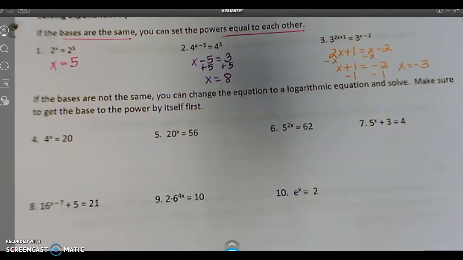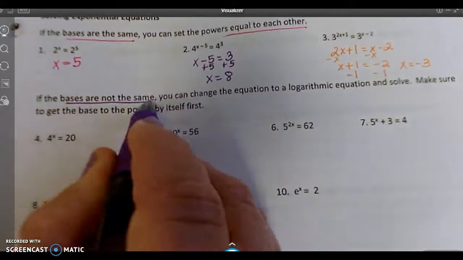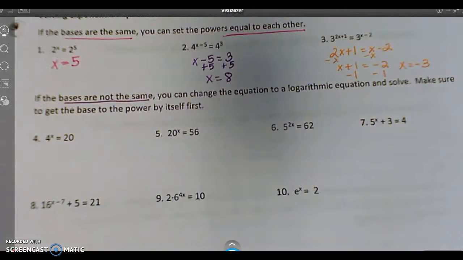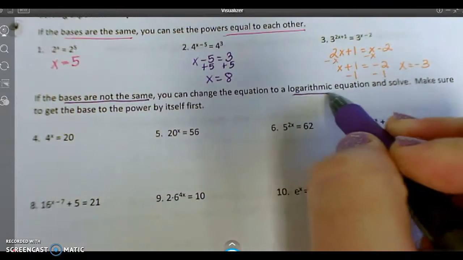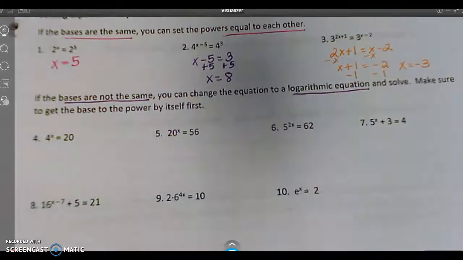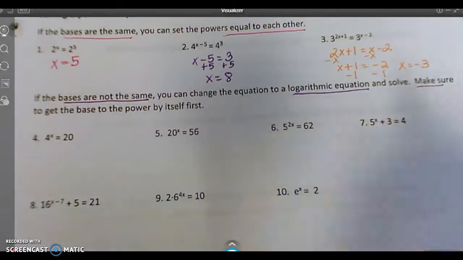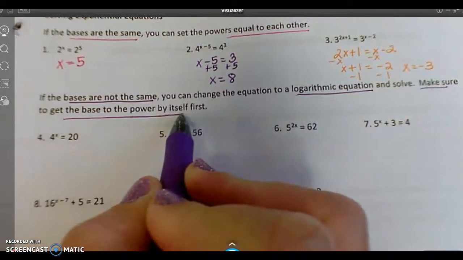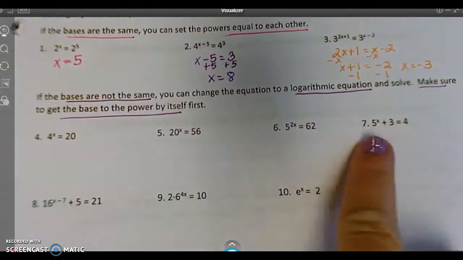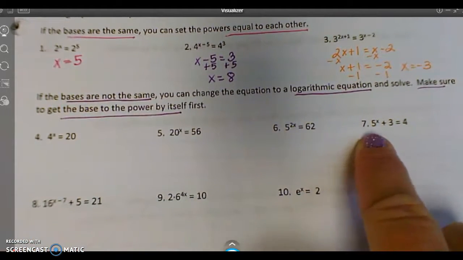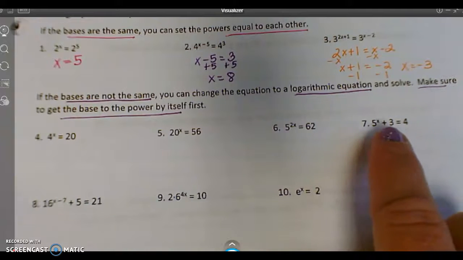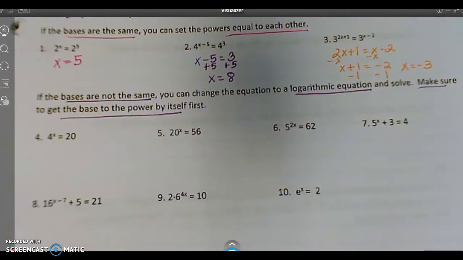Alright, number 4. The question says, if the bases are not the same. There's lots of things you can do when the bases are not the same, but I'm going to show you one way to solve it. What happens is you change the equation to a logarithmic equation, and then you solve. Right here it says make sure to get the base by itself first. Number 7 is a problem where the base is not by itself first. You would have to do something else on number 7 before you can solve it.